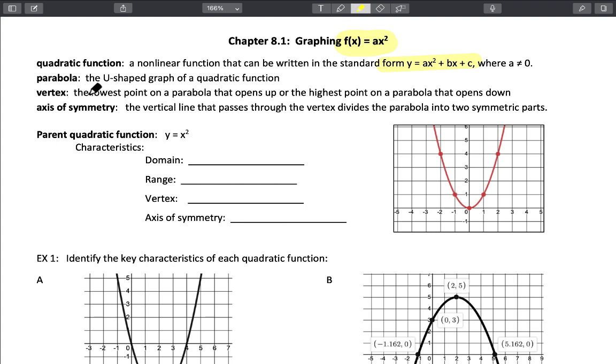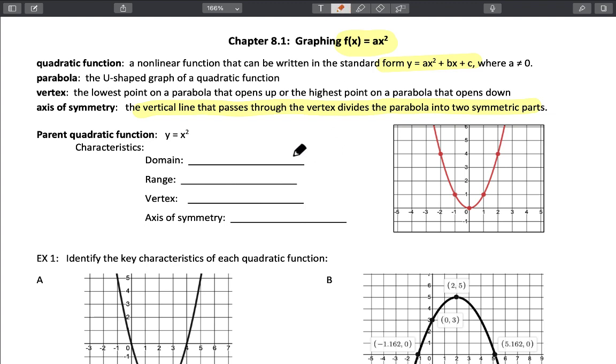All right, the vertex of our quadratic is the lowest point on a parabola that opens up, or it's the highest point on a parabola that opens down. The axis of symmetry is the vertical line that passes through the vertex and divides the parabola into two symmetric parts.